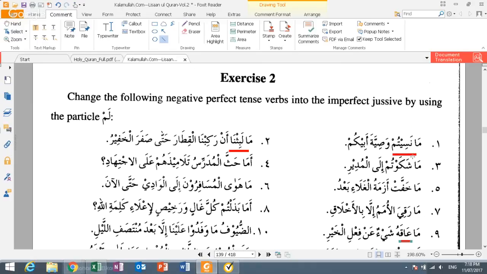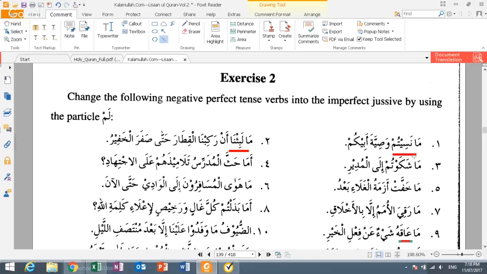Now make it fi'l mudari jama muzakkar first. Simple mudari first. Tansauna. So nasitum becomes firstly tansauna. Make like this. And then put huruf jazm. Let's say what you want to say. You can say lam, for example. Lam tansau. See? So ma nasitum will change to lam tansau. Noon is dropped. Mashallah, understand this. Everyone understand this?